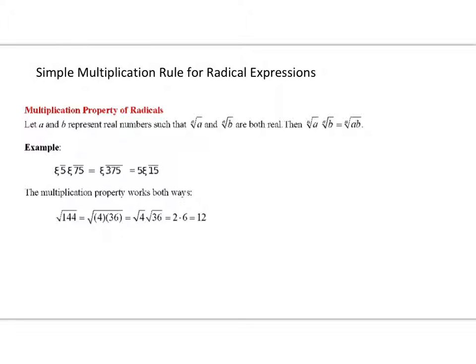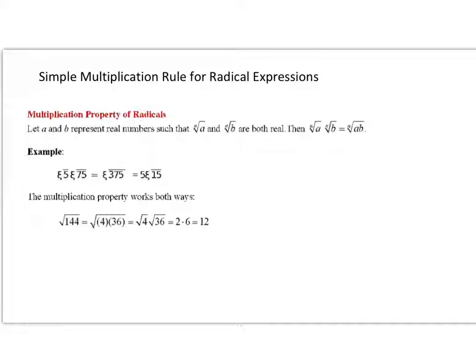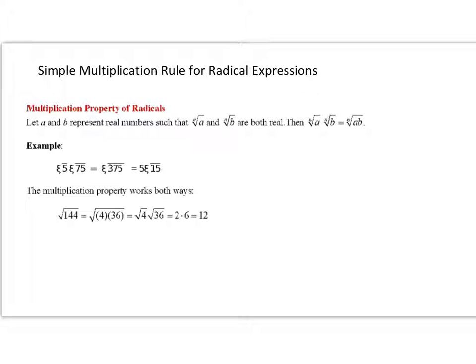To multiply radical expressions, we have the following idea. Let A and B represent real numbers such that the nth root of A and the nth root of B, with index n, are both real. So I can multiply the two radical symbols here. These two radicals can be multiplied together and put under the same radical if they have the same index.